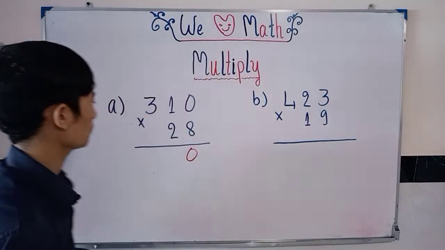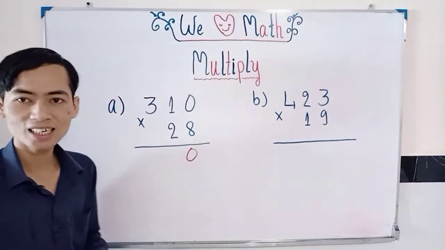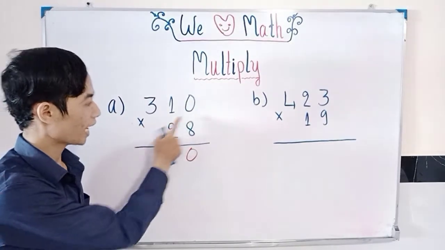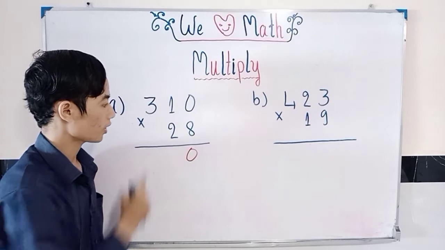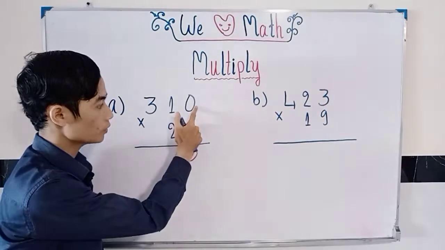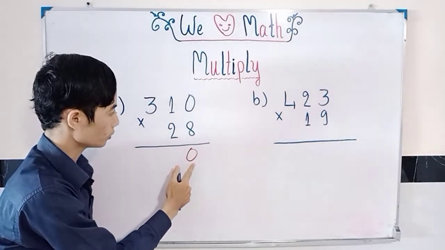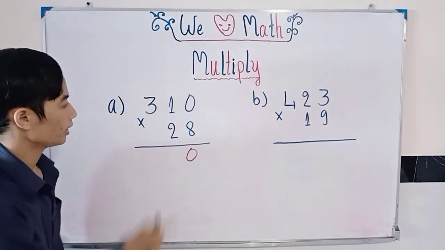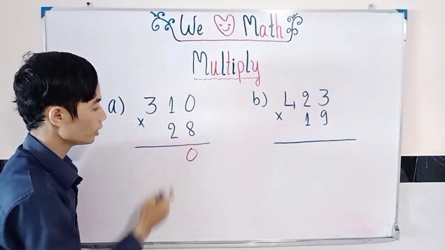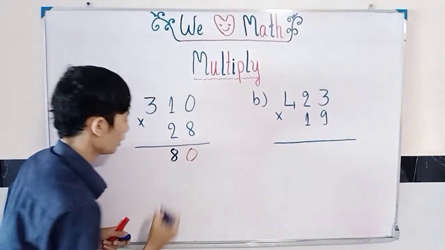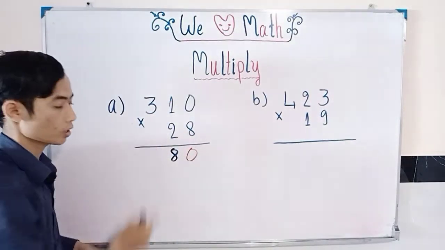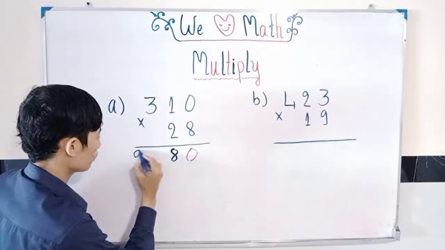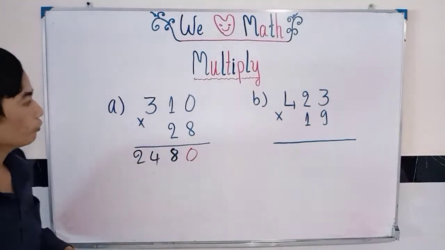Let's start. Now we have 310 times 28, right? 8 times 0 equals 0, then 8 times 1 equals 8, and next 8 times 3 equals 24, right? 24.